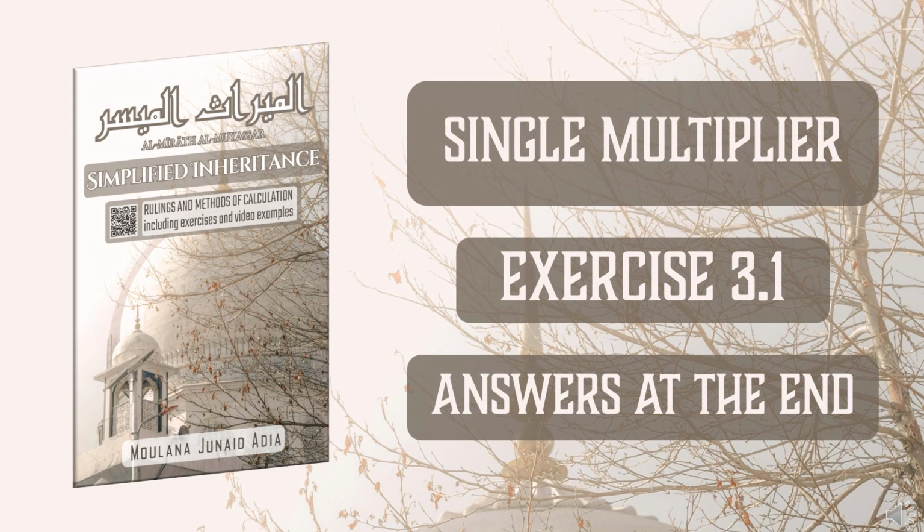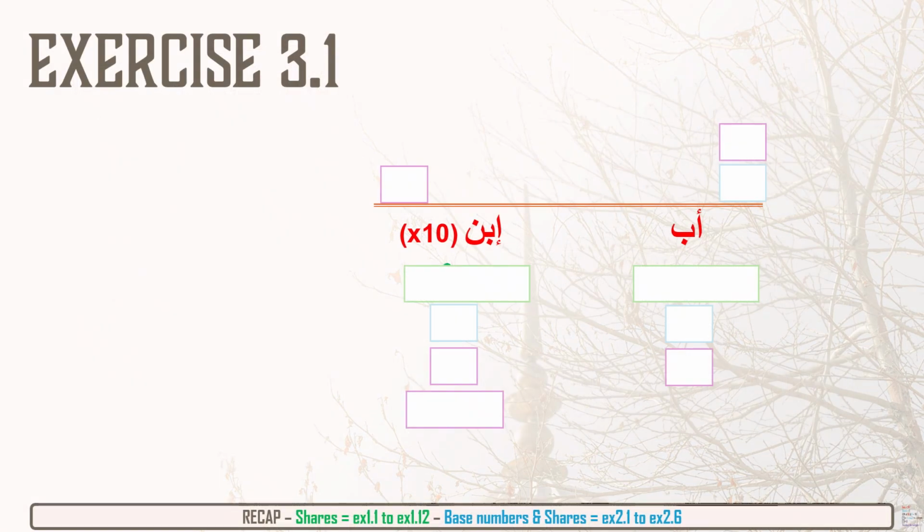Bismillahir Rahmanir Rahim. In this video, we will work through the example in exercise 3.1. This is within the Single Multiplier chapter, and the answers to this exercise will be found at the end of the video. In this example, the deceased has left behind a father and 10 sons.